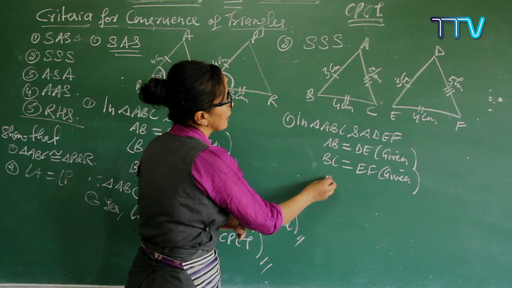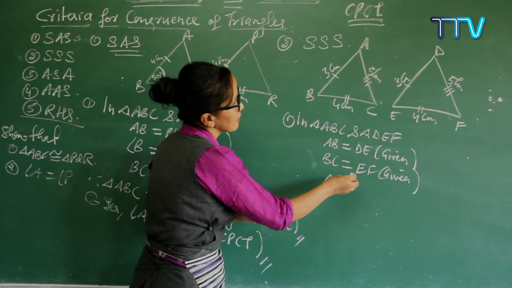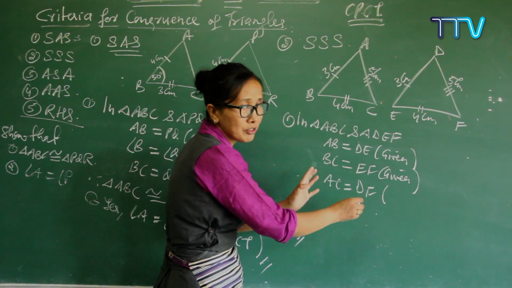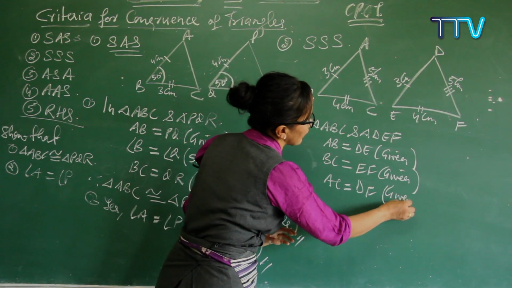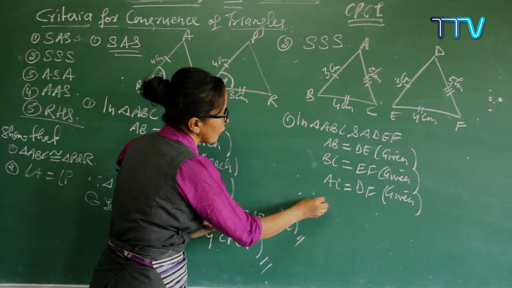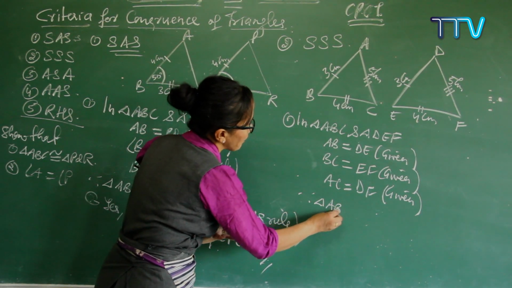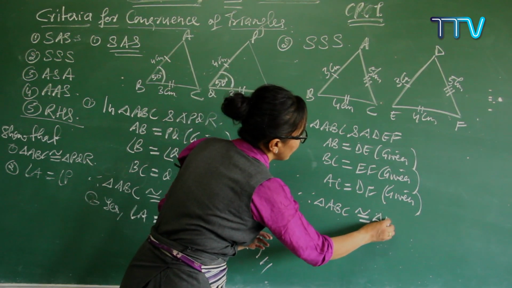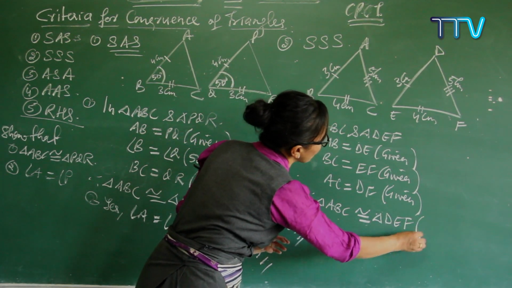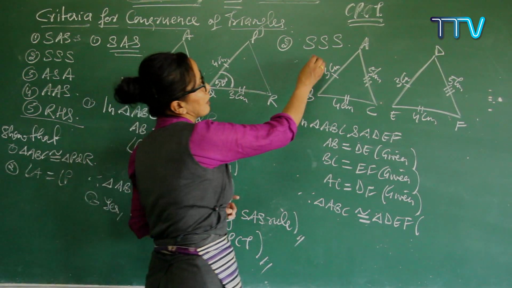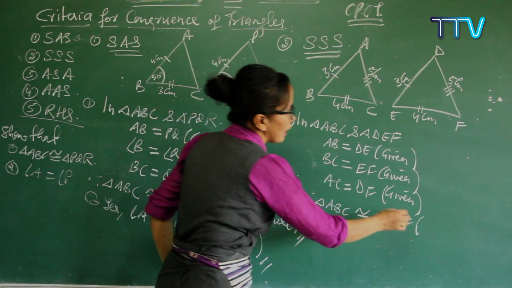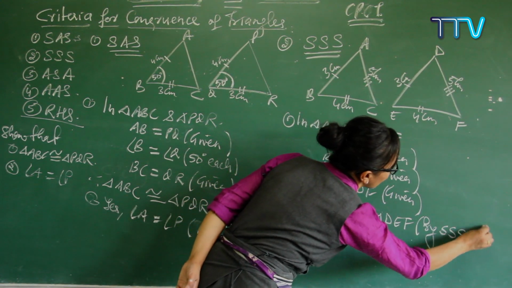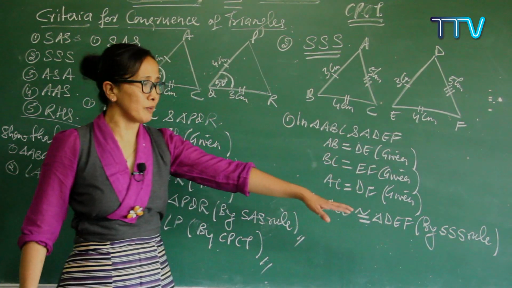And the next one is AC. AC corresponds to DF, exactly equal in measure. So that is also given. You can write it down as given, and therefore triangle ABC is congruent to triangle DEF. By which rule do you use? You use the side rule. You can write it as SSS rule. You can write and present in this way.